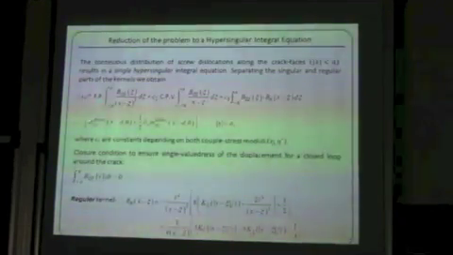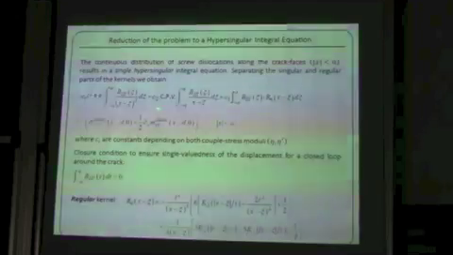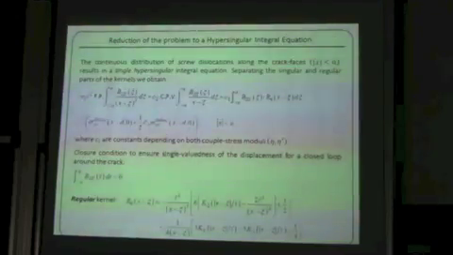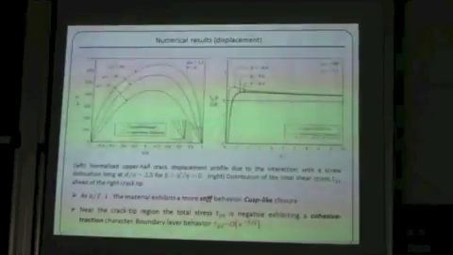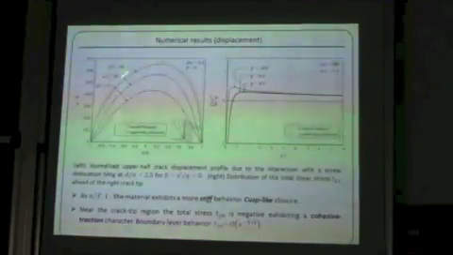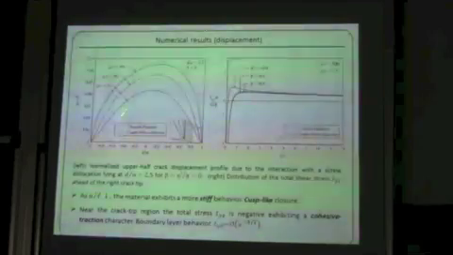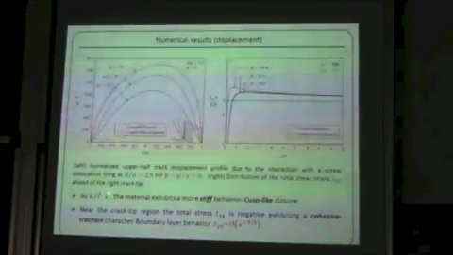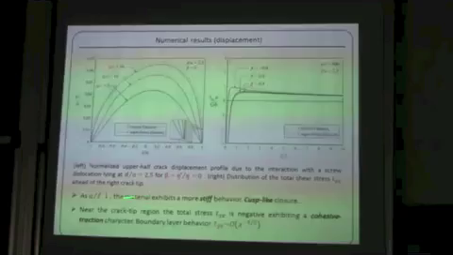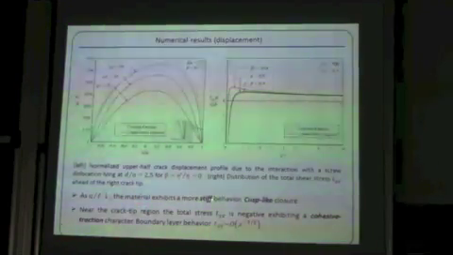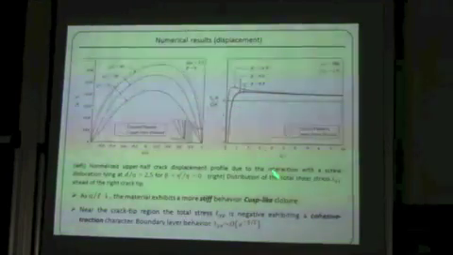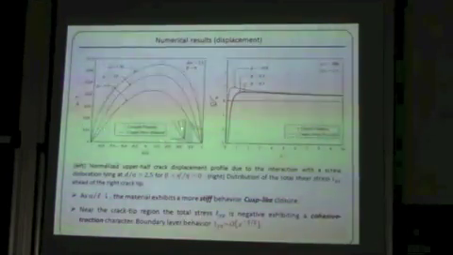And we obtain one single hypersingular equation with this regular kernel. So after solving this problem, we plot the crack face displacements. The first statement still exists, that we have a stiffer behavior, but also we have cusp-like closure in the crack tips.